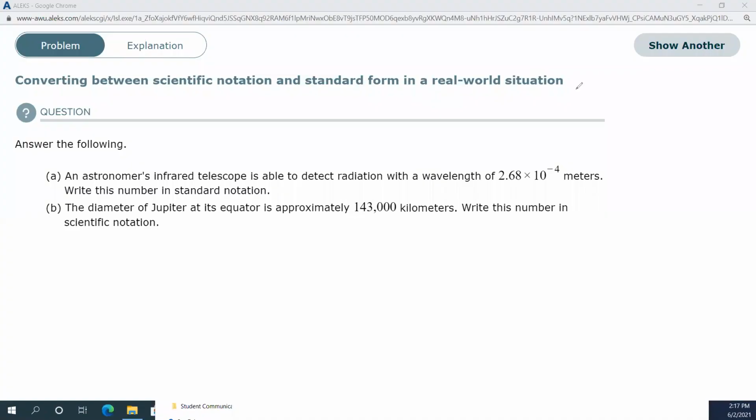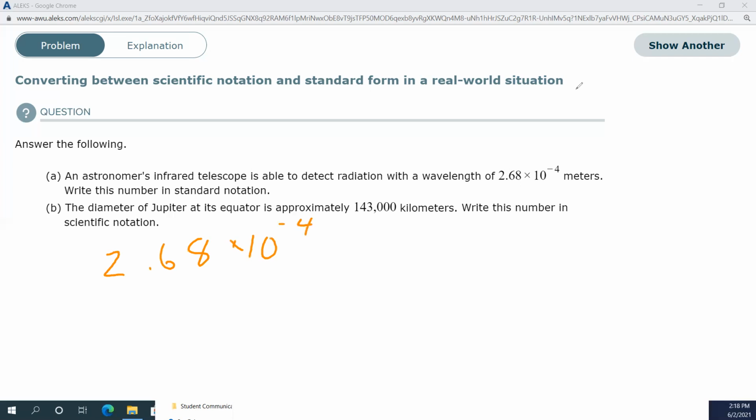Now on this one, all they're saying is take the number they give you and make it scientific notation, except they're going to give you a story, which makes it more interesting. But in science, that's one of the main places where you see scientific notation, because sometimes numbers get really long to write out, so we write it in scientific notation. Okay, so the first one, this number is already in scientific notation, so let's write it in decimal notation. So 2.68 times 10 to the negative 4.